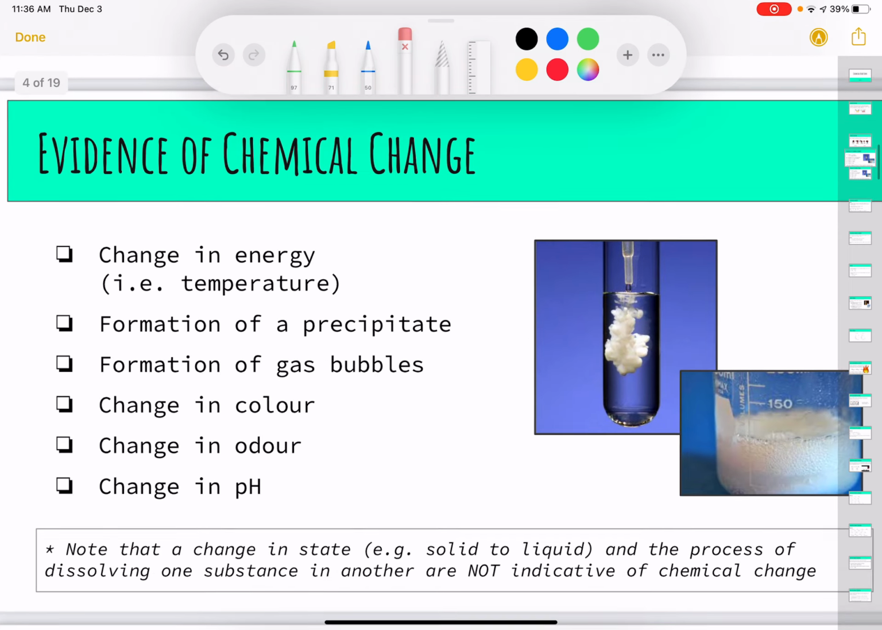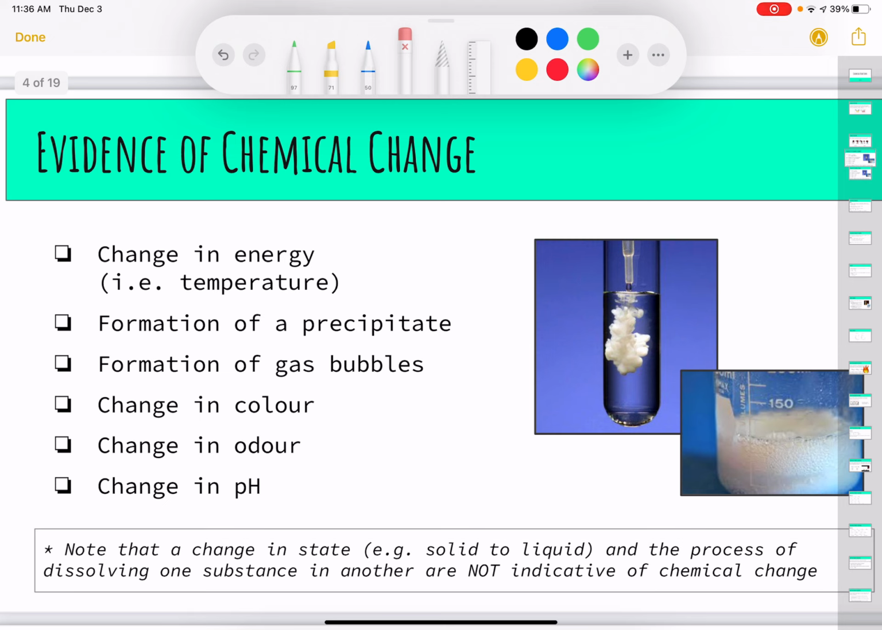So how do we know, and this is what I was talking about just a second ago, how do we know that a chemical reaction has happened? Well, we need to have evidence of a chemical change. So these are the 6 different pieces of evidence that we have to know that there's a chemical change.